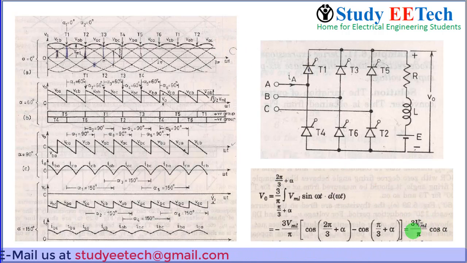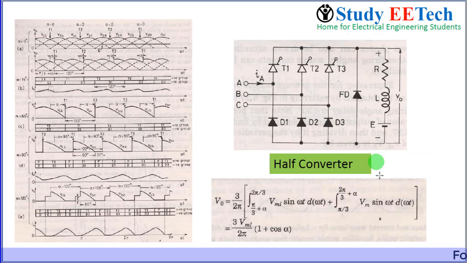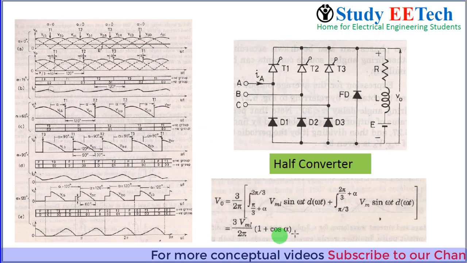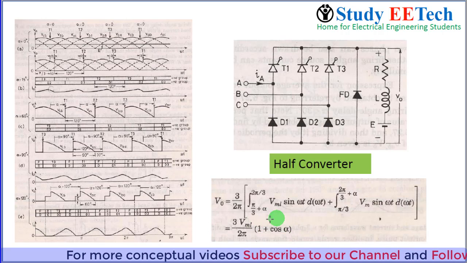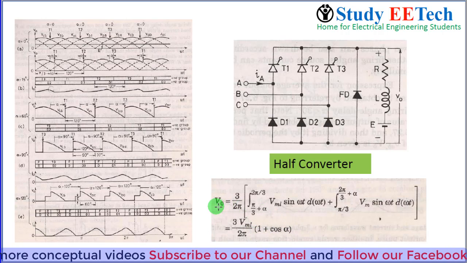The key difference between the half converter and full converter is that in the case of the full converter we get 3 Vml by pi cos alpha, so it is only multiplied by cos alpha, meaning the average voltage can be positive or negative. Here you can see the average voltage can go in the negative direction also, but in the case of the half converter the average voltage is 1 plus cos alpha, which means the average voltage can never be negative. Also, if there is a freewheeling diode, the negative swings will never occur, and mathematically also we are getting 1 plus cos alpha, meaning the average voltage can never be negative.